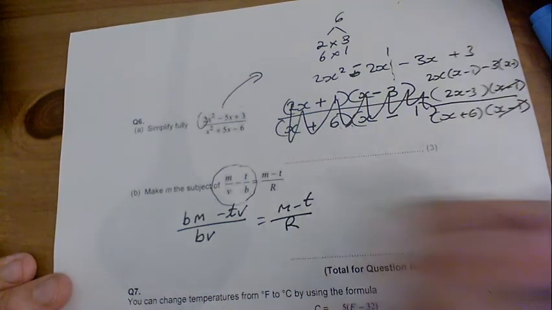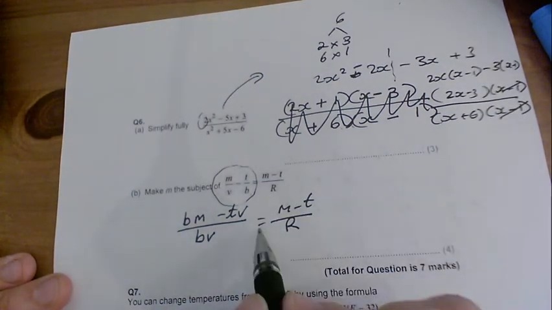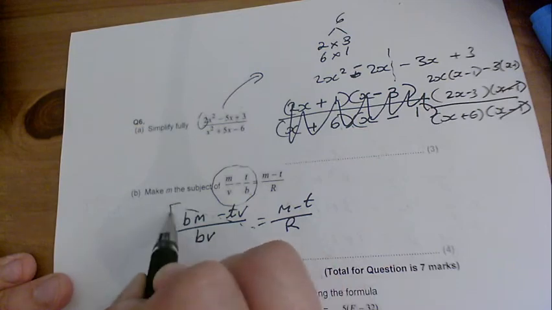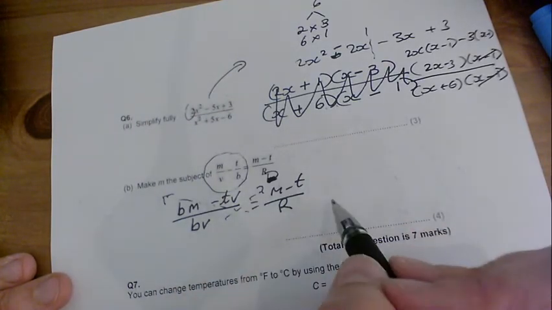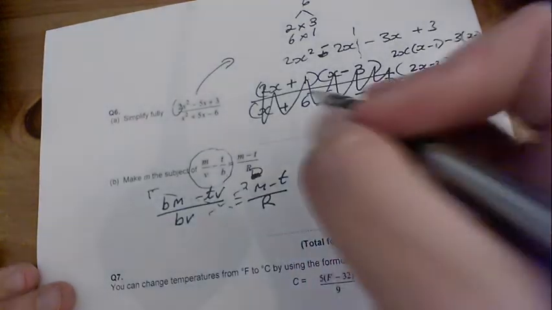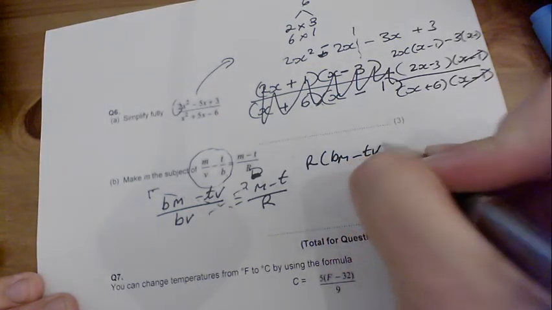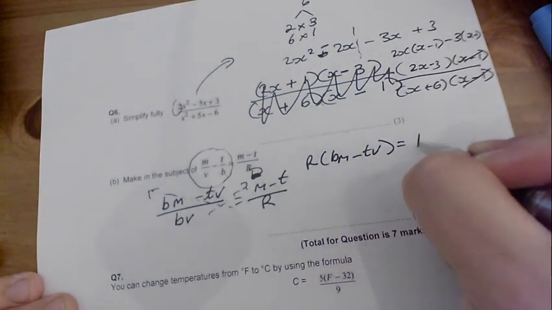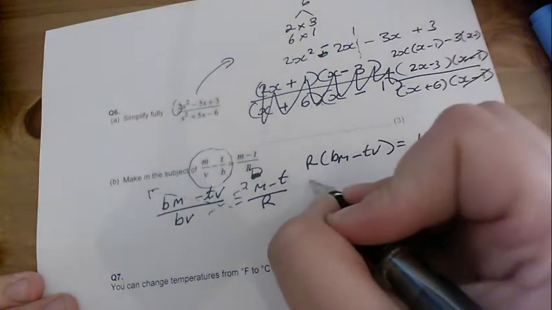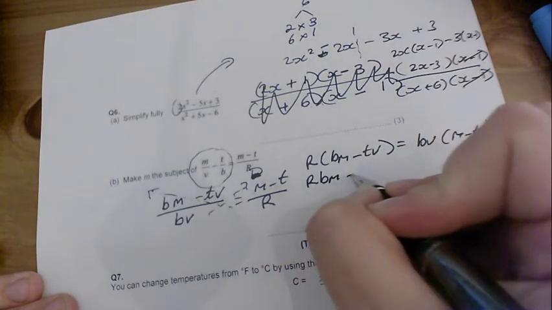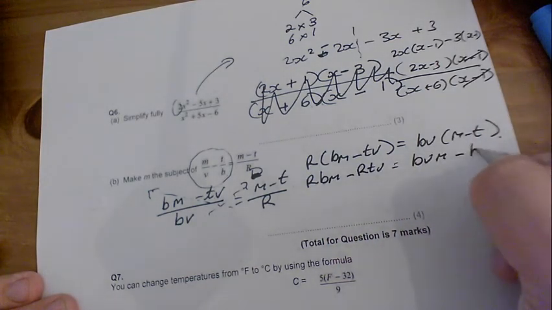Now, this is still no good, so what I can do is a little thing called cross multiplication. I can times this side by R and this side by BV, like making the whole denominator BVR. So on this side, I'm going to have R(BM minus TV), and on this side, I'm going to have BV(M minus T). So I get RBM minus RTV equals BVM minus BVT.